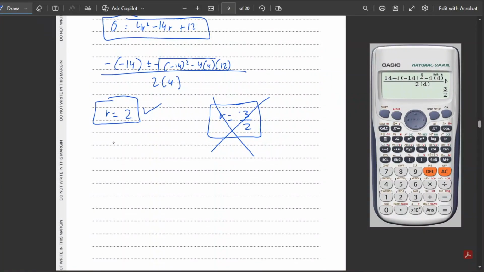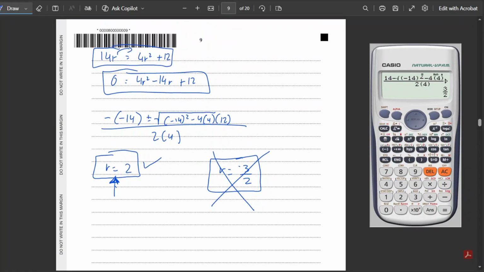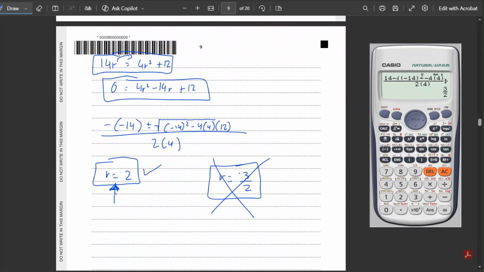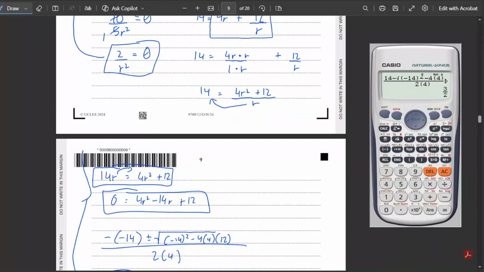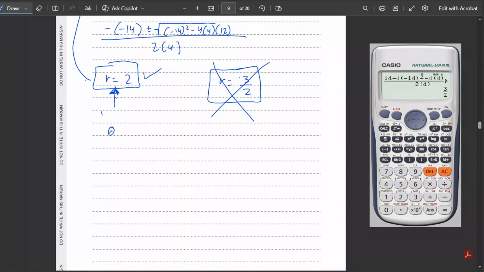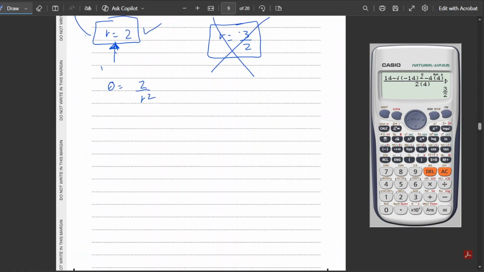Now, using this value, I'm going to find my value for theta. So I can basically take this value over here, and put it into this equation for theta. Theta is equal to 2 over r squared. Let me just confirm that's the equation. Yep. And then it's going to be theta equals 2 over r squared. So r is 2. I square this. I'm going to get 2 over 4. 2 times 1 is 2. 2 times 2 is 4. And so my answer is 0.5. This right here is my value for theta.